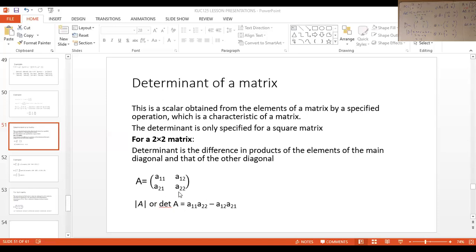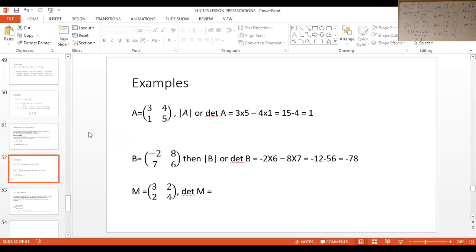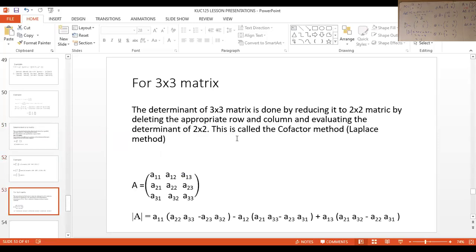Then the determinant is the difference: A11 times A22 minus A12 times A21. That is the general way of getting the determinant of a 2 by 2 matrix. You have looked at this and you can find what it is. So you have found it correctly.